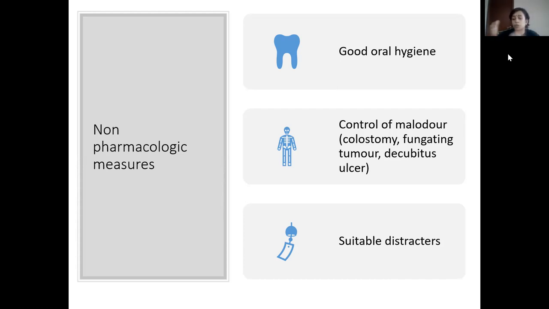So rather than giving an antiemetic, I would focus more on keeping the wound clean. The colostomy should be covered, or reduce the smell of the fecal matter, or train him for colostomy irrigation. Give proper bed sore care so that the smell is not there. Giving an antiemetic in this situation may not work. You have to take care of the foul-smelling wound or whatever is around the patient. Distractors sometimes work, but for severe nausea and vomiting, they may not.